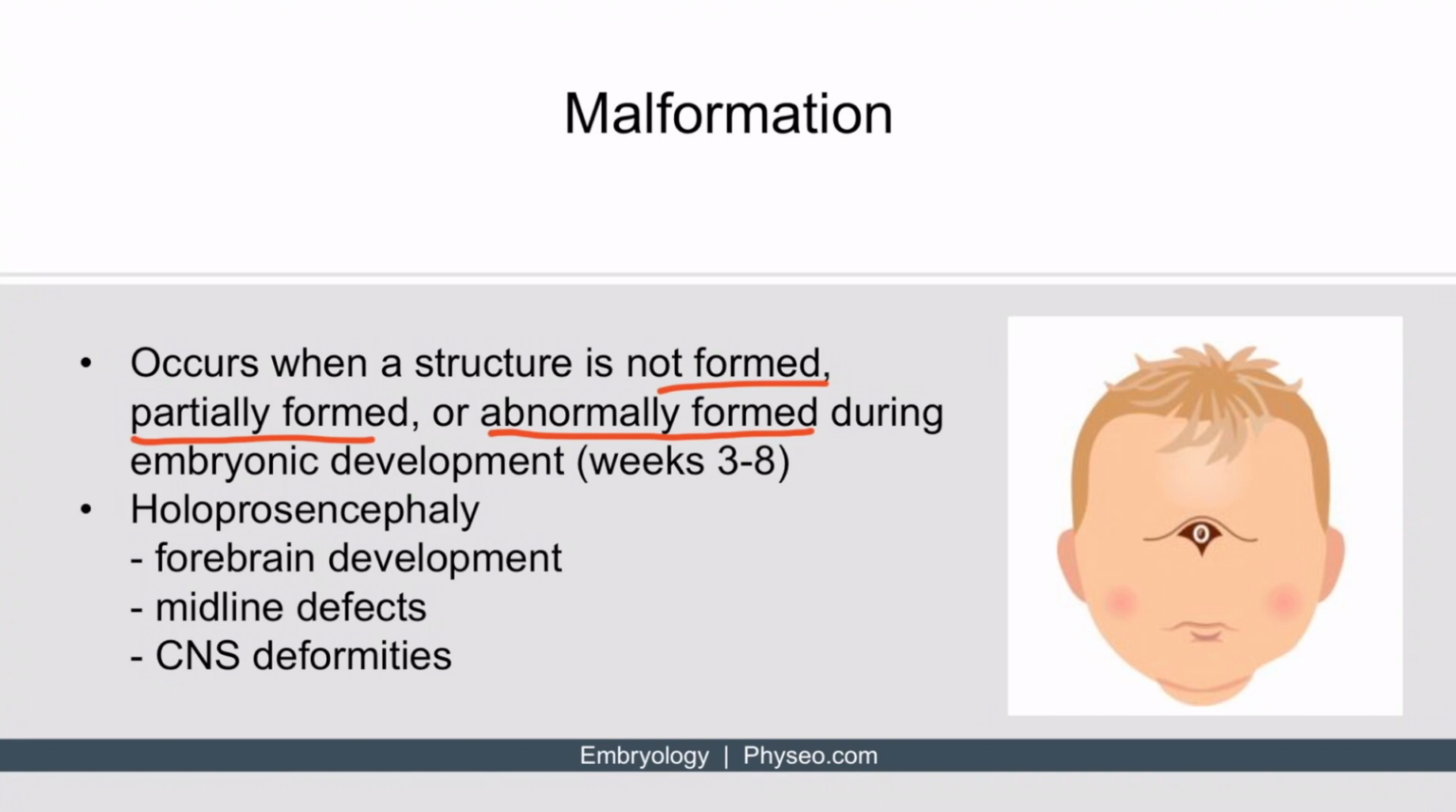We discussed this disease in depth in our neuroembryology video, but briefly, this is a defect of forebrain development that results in midline defects and CNS deformities. It presents on a spectrum of severity, with the most severe form resulting in cyclopia, pictured here off to the right. Notice that in this disease, the patient has a single eye in the midline region right here.